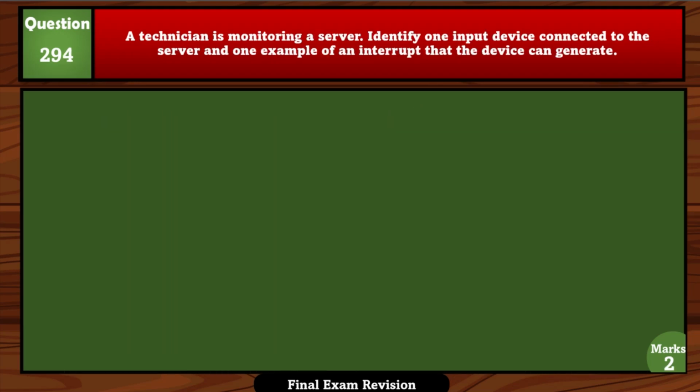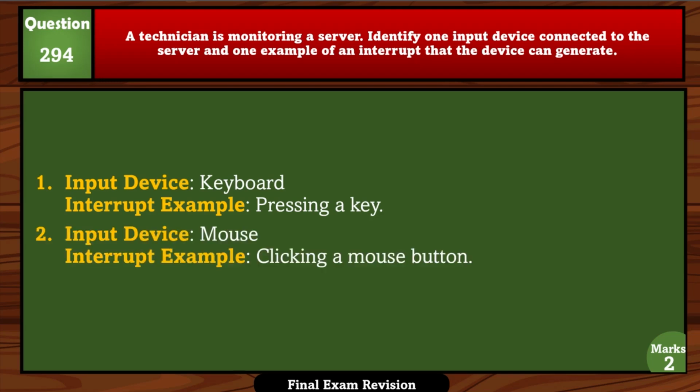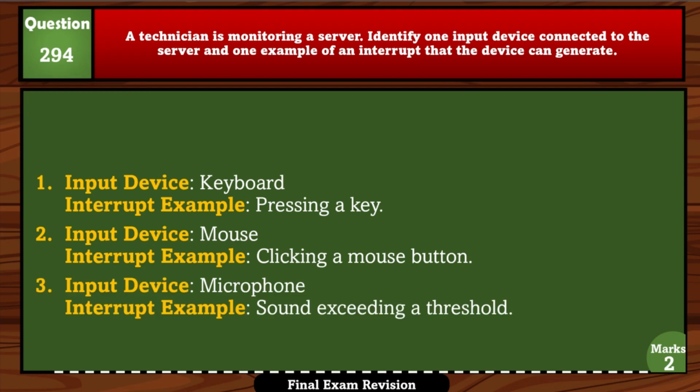Question 294, a technician is monitoring a server. Identify one input device connected to the server and one example of an interrupt that the device can generate. So input device keyboard, an interrupt example is pressing a key. Input device mouse, an interrupt example is clicking a mouse button or moving a mouse. Input device microphone, interrupt example is sound exceeding a threshold.